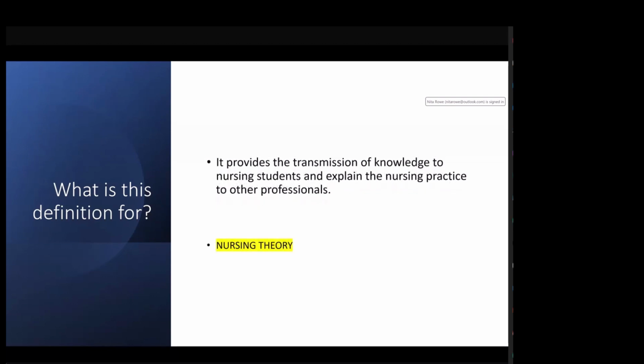Okay. Give me a definition or give me a term. The definition is it provides a transmission of knowledge to nursing students and explains nursing practice to other professionals. Is this a theory or is it a philosophy? Which one of these definitions does it match, a theory or is it a philosophy? It's a nursing theory. Okay.